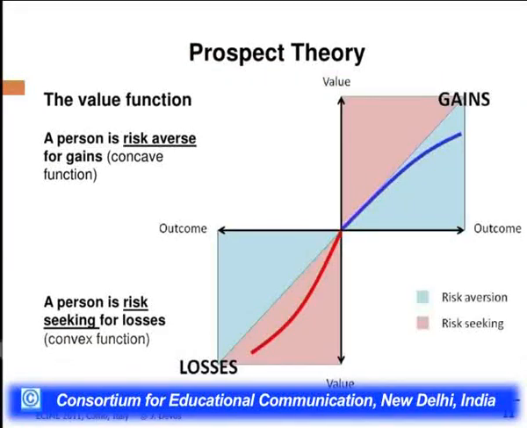So, this shows that any investor can be a risk averse investor or can be a risk seeker investor depending upon whether he is having gains or losses. So, in situation of gain, people become risk averse. In situation of losses, people become risk seeker.